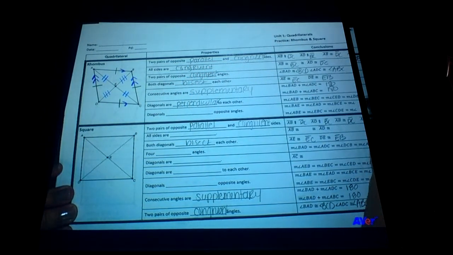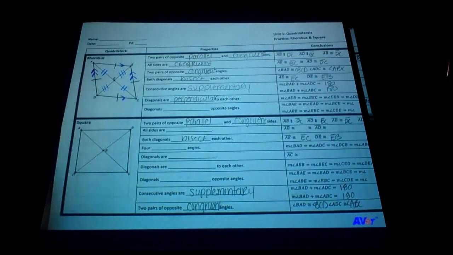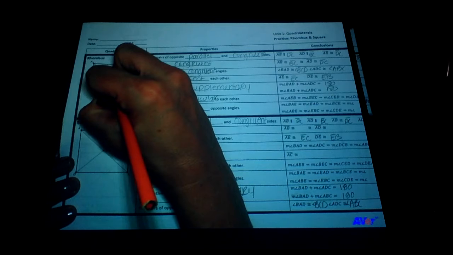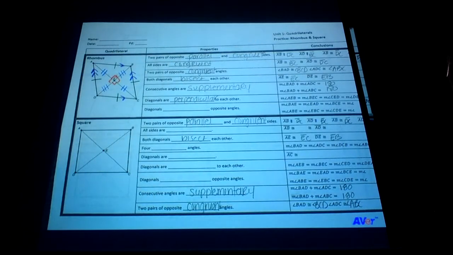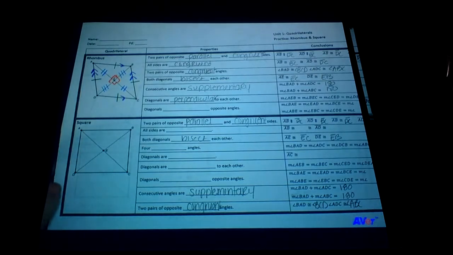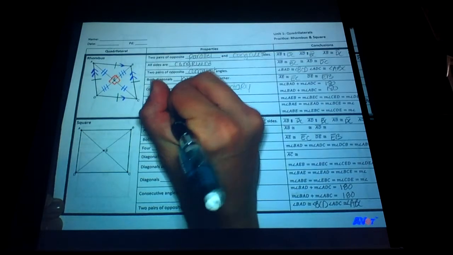Okay, so where they intersect at point E, those are all right angles. So I'm going to put a box here, a box here, a box here, and a box here to show those are all right angles. The other special property for a rhombus is that the diagonals bisect the opposite angles.